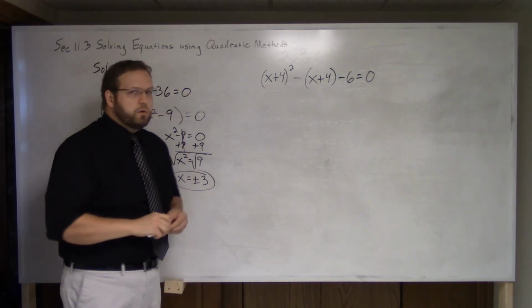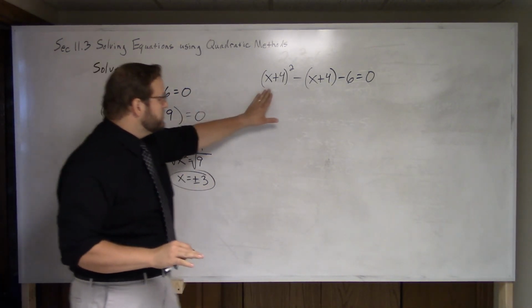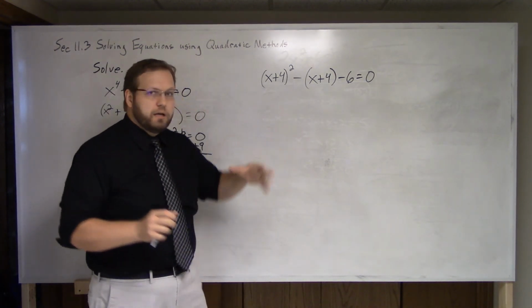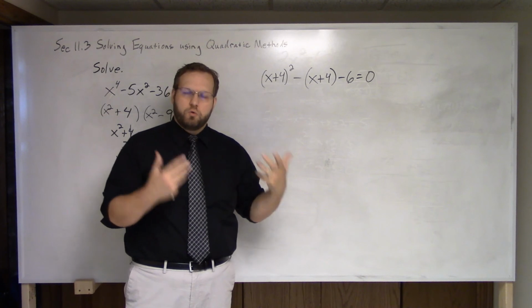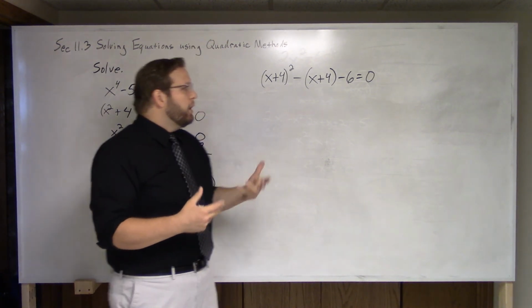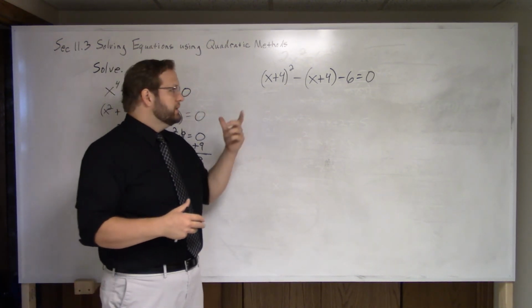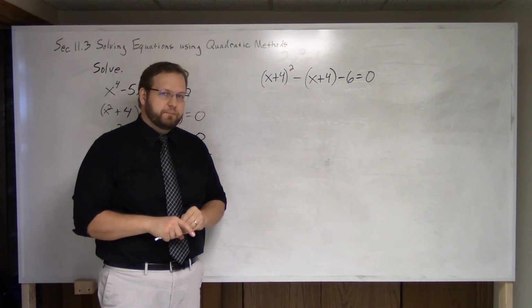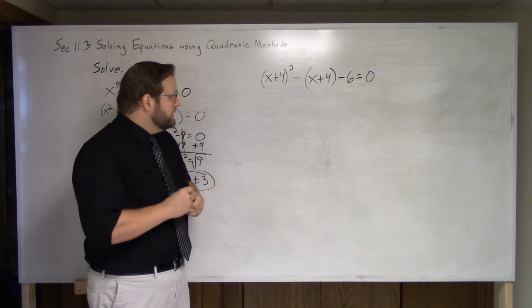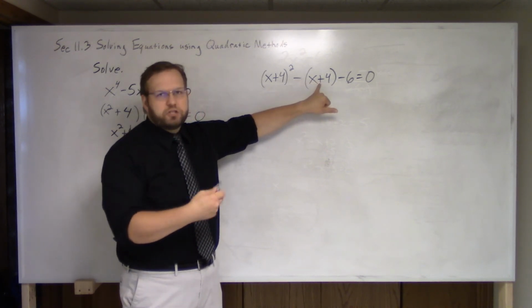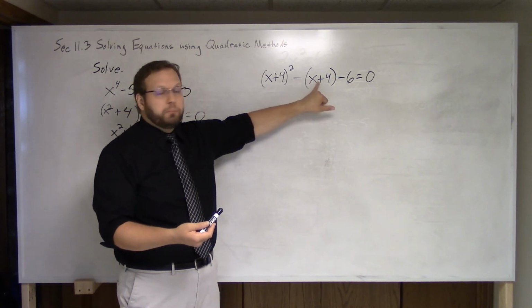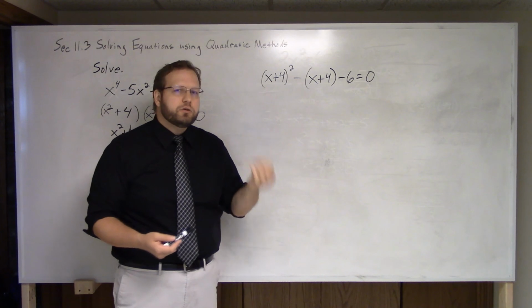Okay, so you could technically just distribute the heck out of this thing, combine like terms, and then you get back to a standard normal quadratic, okay? However, there's a trick we can use to kind of streamline this process, okay? Now notice, these quantities are the same. If these were different, then you would have to just distribute and go that way. But since these are the same, let's use that.